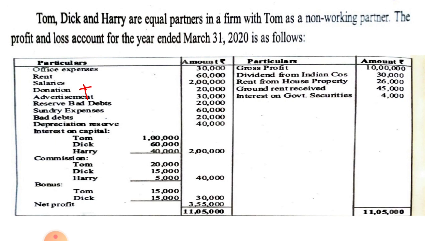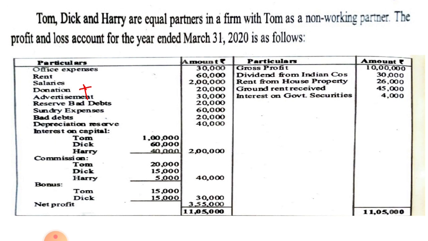Next, see interest on capital. Tom 1 lakh, Dick 60,000 and Harry 40,000, 2 lakhs. Here percentage of interest on capital is not given. Let us discuss what to do with this later.